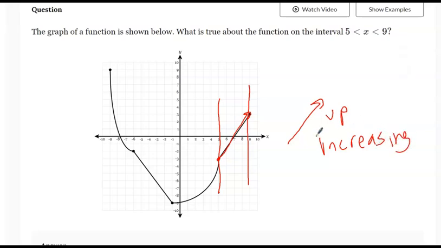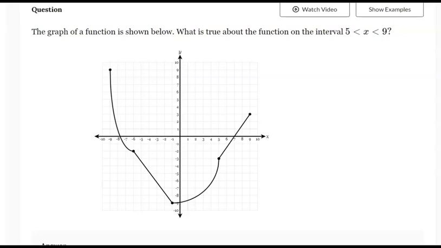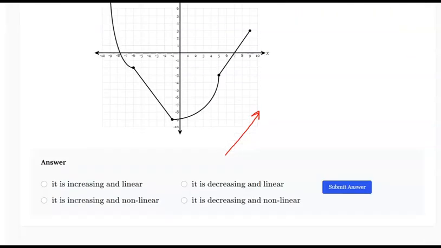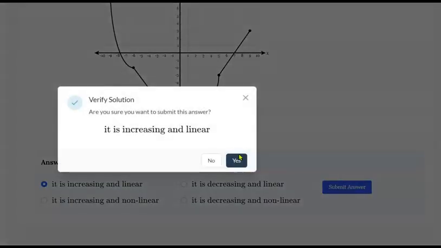In addition, they want to know if your eyes are going straight or along a curved path. Straight is linear, and curved is just non-linear. So we can see that between 5 and 9, the graph is increasing and straight. So it's going up and straight, and that means it is increasing and linear. So we're going to choose that option from the multiple choices.